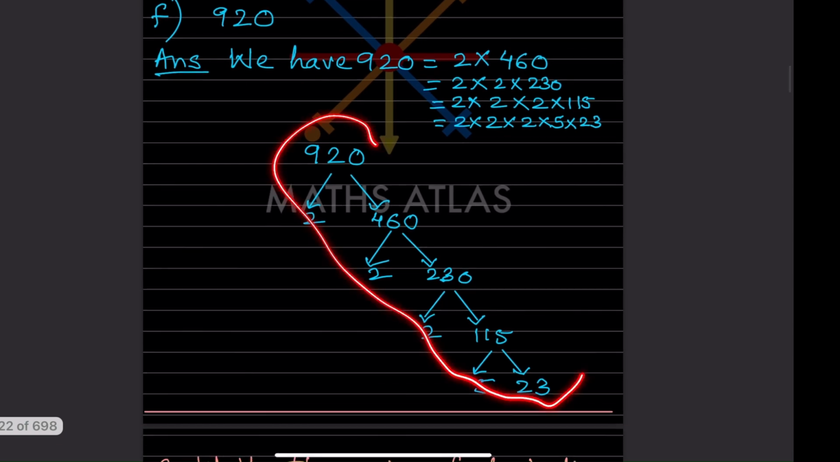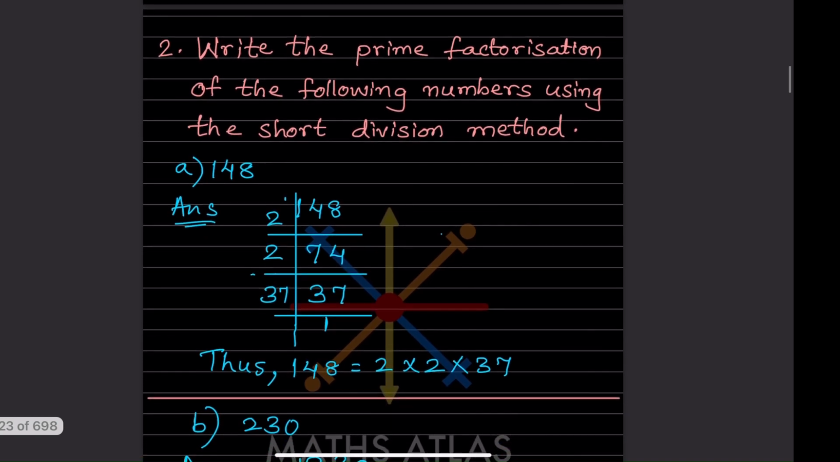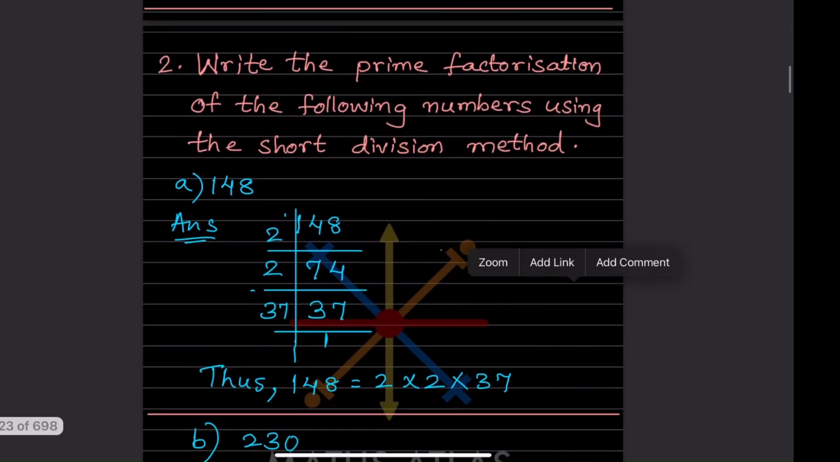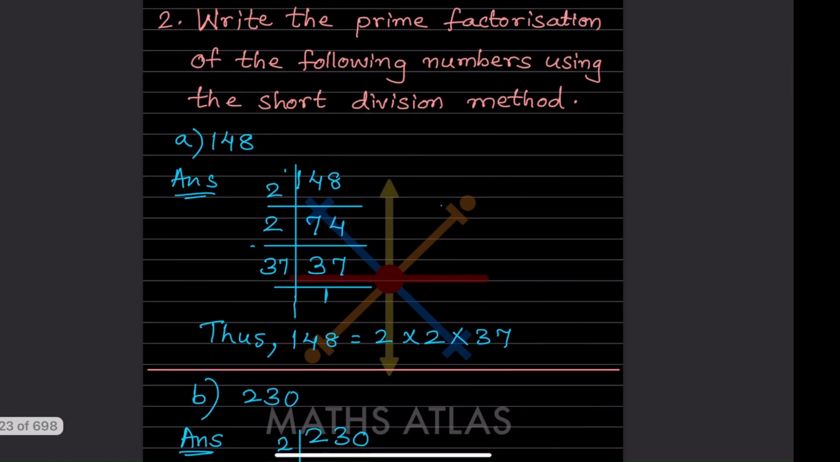Again here it is the same. You can have a look at it. These are the factors. Now here, what did they say? That was with the help of the factor tree. Now this is with the help of the prime factorization, using the short division method. So this is the short division method.